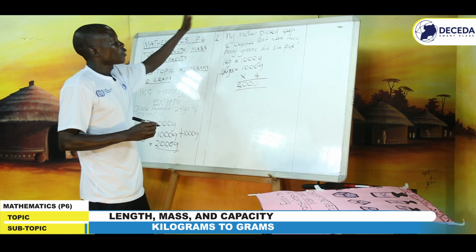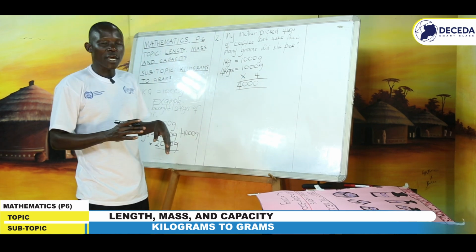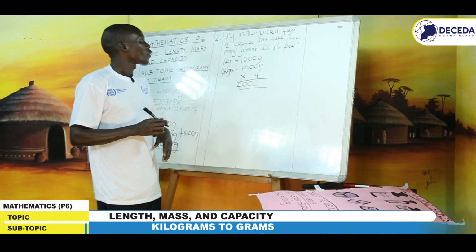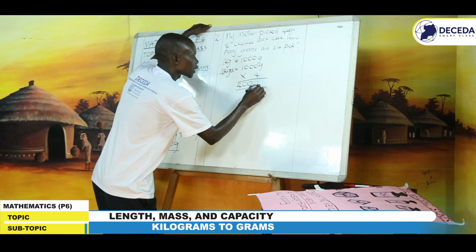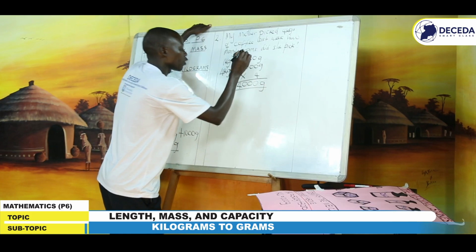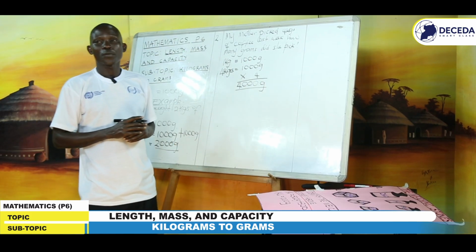Now, we have to be very careful with the units. We now have, instead of 4 kilograms, 4,000 grams of coffee.